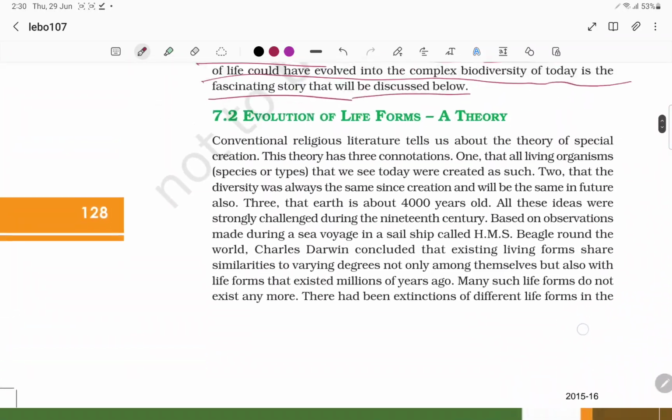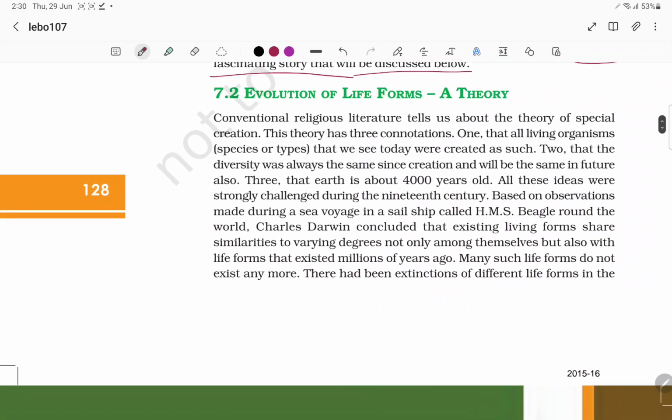So let's talk about the theory of evolution of life forms. Conventional religious literature tells us the theory of special creation. What does special creation tell us? That life was created by God. God created life in 6 days. On the 6th day, man was created, and we have been formed like that. There is no variation, no mutation. So this theory was not accepted.